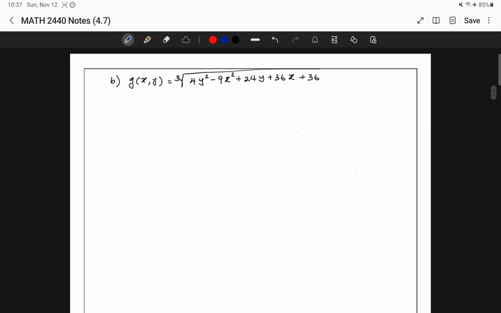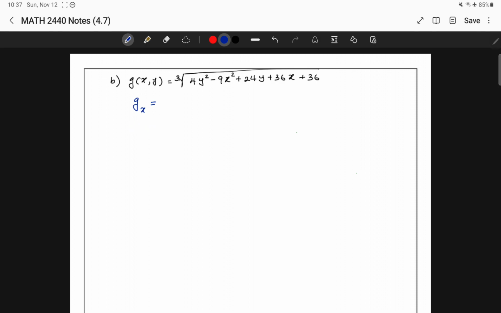So we have a much more complicated function and we are asked to find the critical points. So the idea is similar to what we did previously. Find the partial derivatives with respect to x and with respect to y.